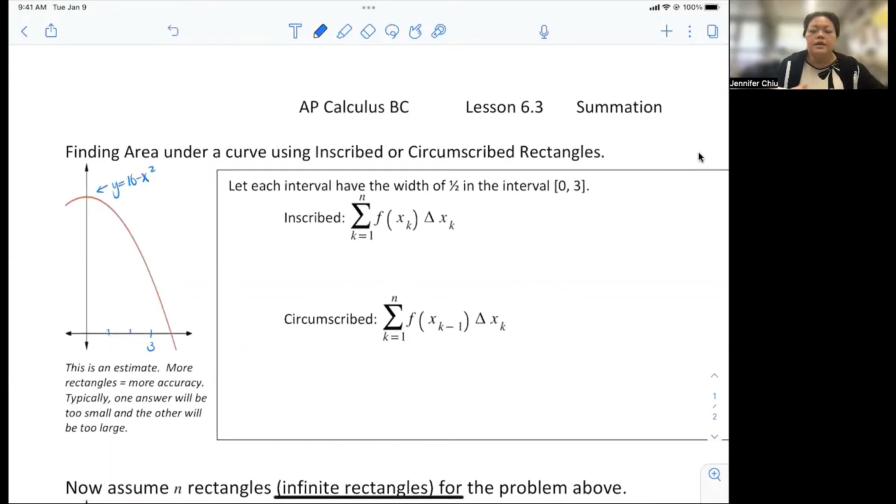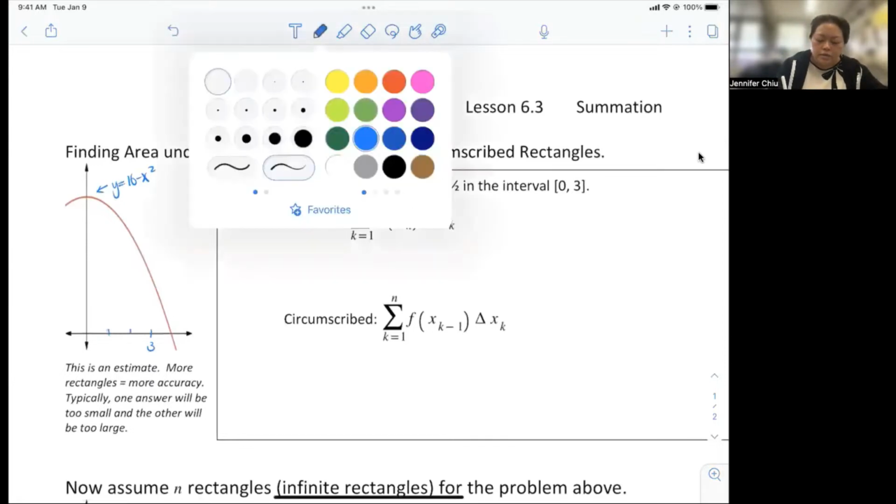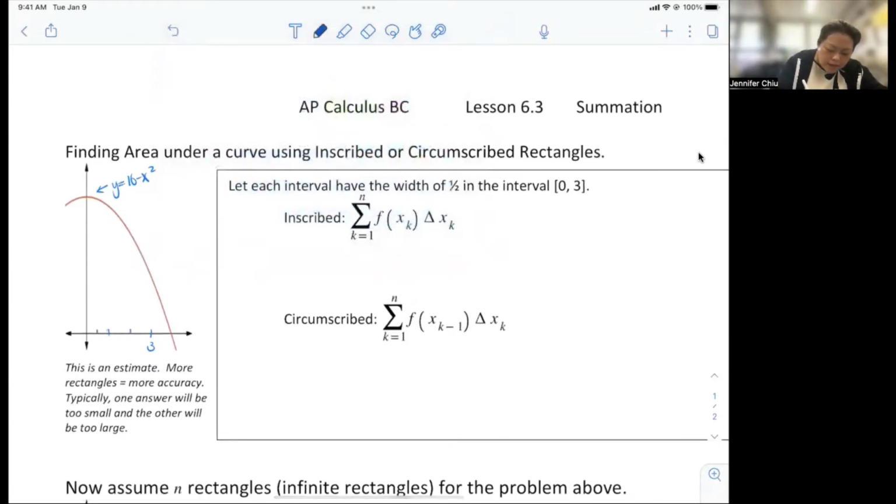And it says, let each interval have a width of 1/2 in the interval of 0 to 3. So to make this even smaller, we're going to cut this into halves so that you have 6 rectangles here, right? So you're looking for inscribed or circumscribed rectangles. Your inscribed rectangle goes up and hides right underneath the curve. It should touch the curve right here. Then your second rectangle goes up and touches the curve. Third, touching the curve. Fourth, this is your inscribed rectangle, like so. So here are your 6 rectangles, right?